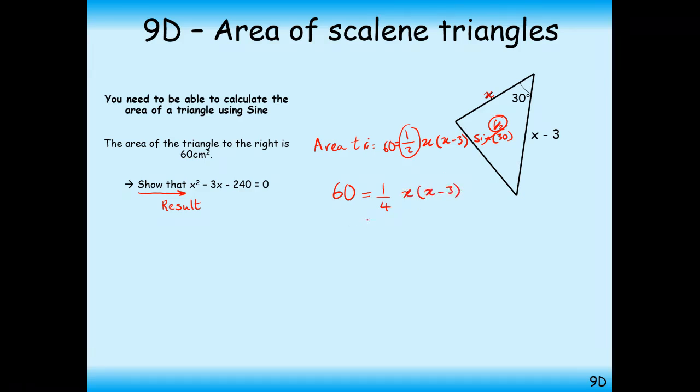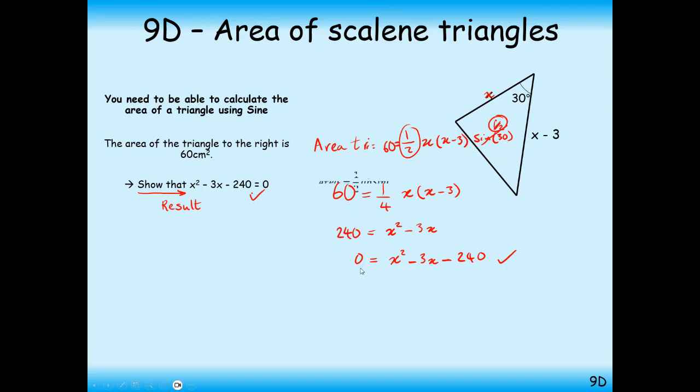Now times both sides by 4, you get 240 equals, expanding the bracket, x squared minus 3x. Bring everything to one side, so I'll subtract 240 from both sides and I'll end up with what I should end up with. Now I check and see, voila, it's exactly the same and I've proved it.